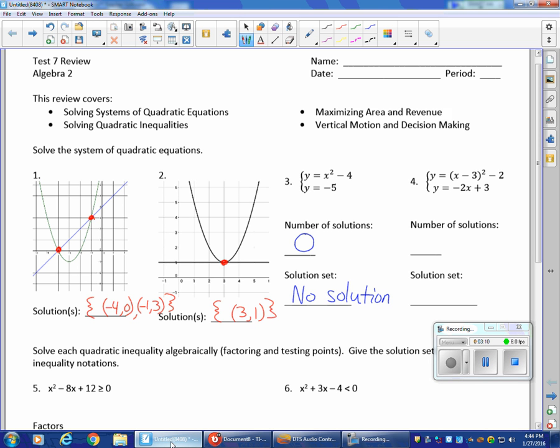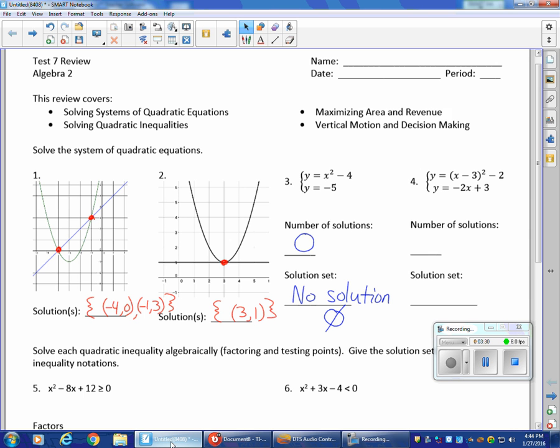Keep in mind that we also talked about the empty set symbol. The empty set symbol is like an O with a line cutting through it from the top right corner to the bottom left. Either one of those I'll interpret as it does not have a solution. It does not intersect.